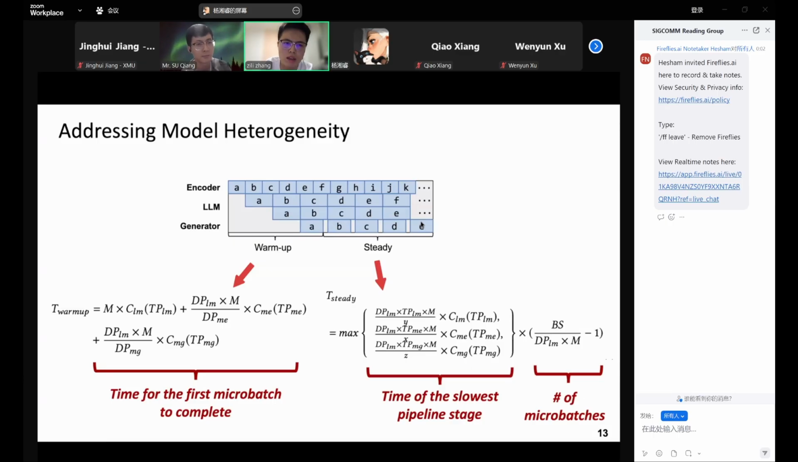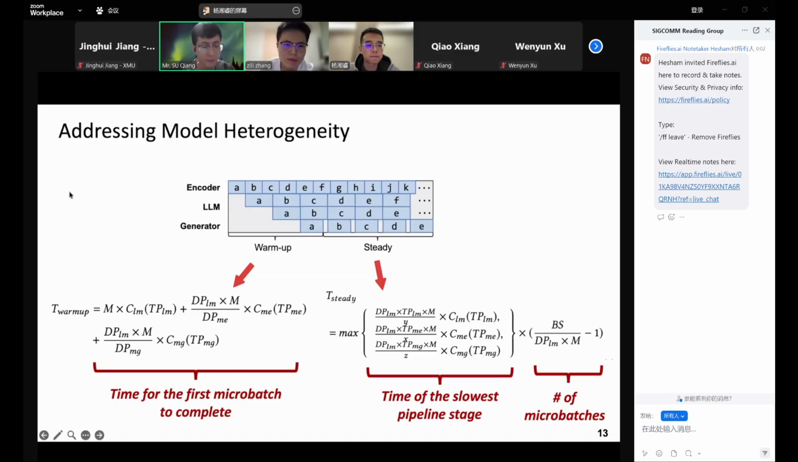Adjusting the different computation times between the different pipeline stages can eliminate the pipeline bubbles, and this is the second benefit. So I think the combination of these two benefits contributes the most to the overall benefit.